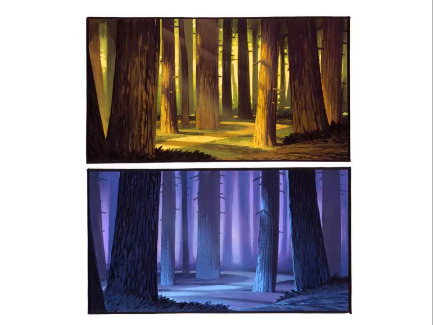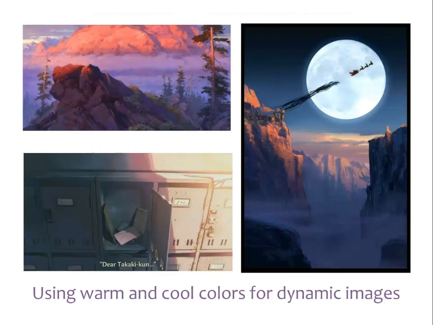So what about using warm and cool colors together in one image? In here we have three examples. So using warm and cool colors for dynamic images, look at this image here. The first one is from Brother Bear, and look at that. On the lit side he's using warm colors, and on the shadowed side here he's using cool colors. It makes for a very dynamic image. It looks very inviting, and it looks really fantastic and really magical there.